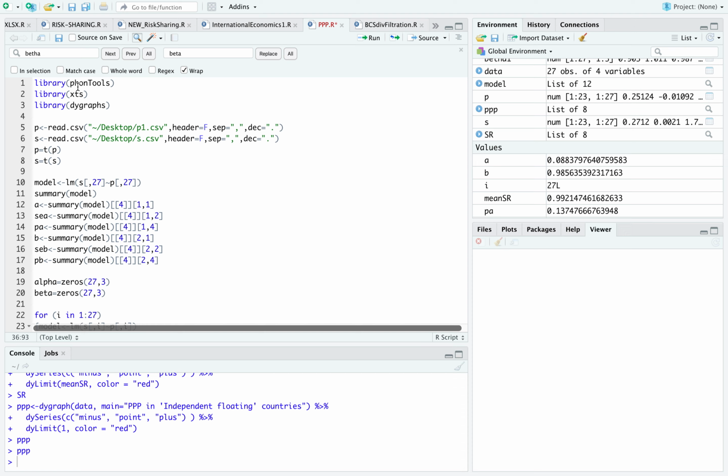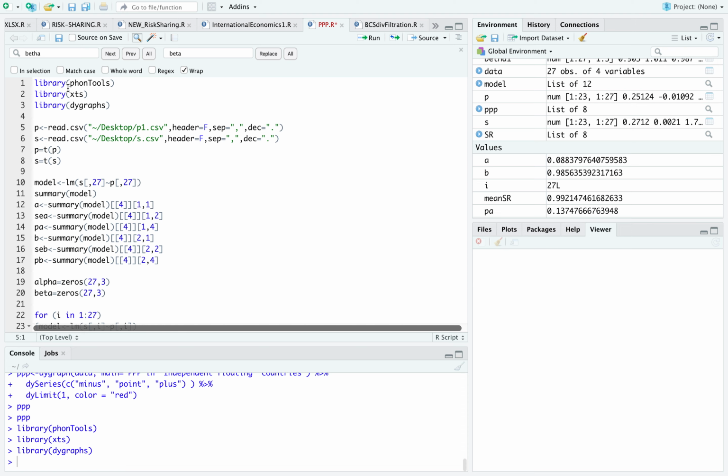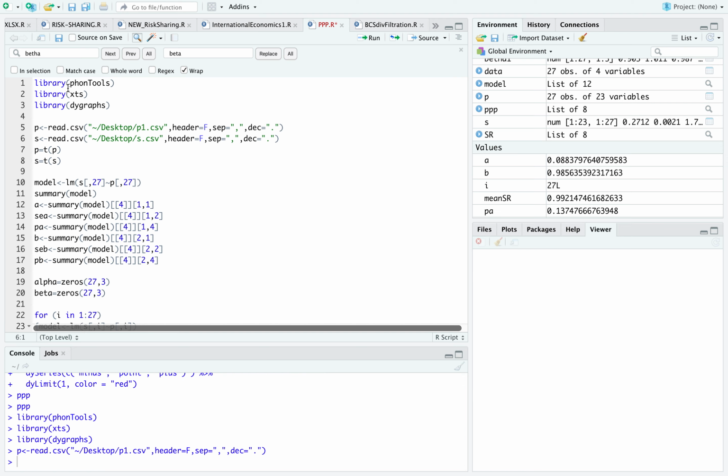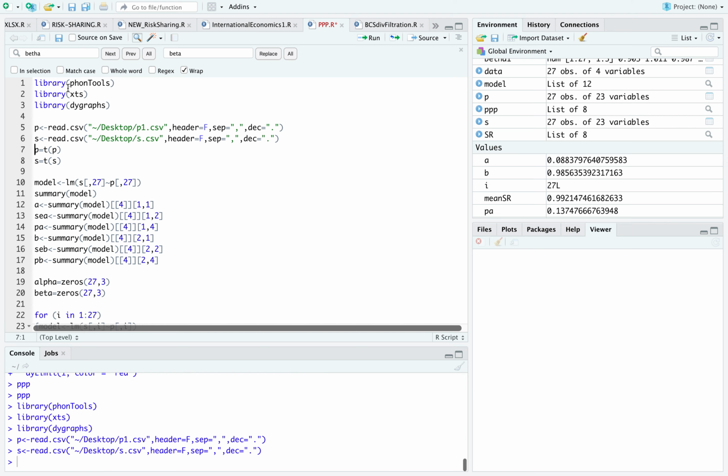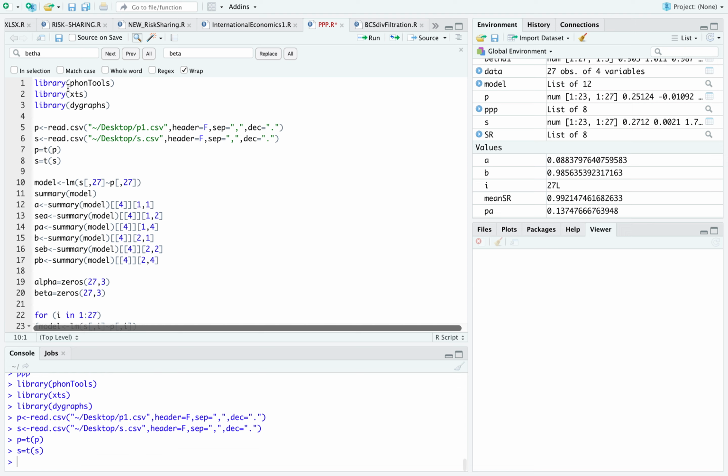I use the library. Those are the three libraries you need in order to obtain my results. And what do I do over here? First, I loaded the data for prices. Then I loaded the data for exchange rates. Here I needed to transpose them. And what I am doing over here, let me give you an example.